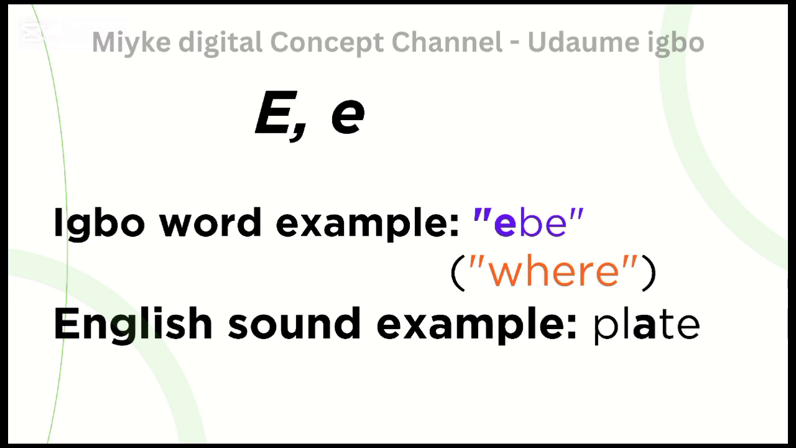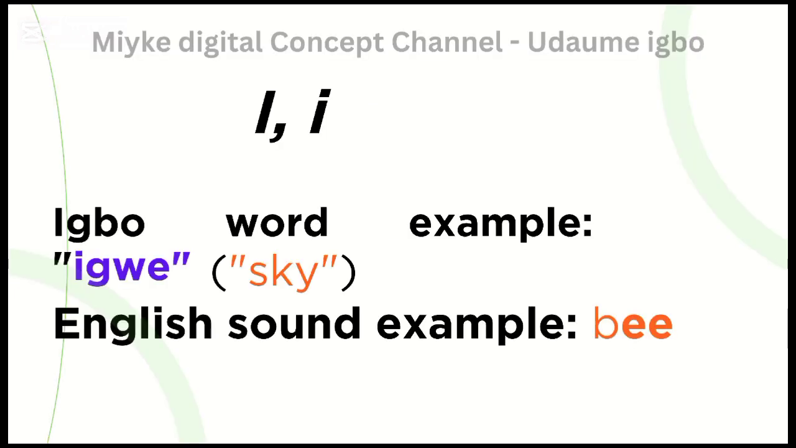The next one is A, that is, you can say in English I. A. The example in Igbo is Igwe, the sky. And what is the watchword there? It sounds like that long A sound, which can be denoted in English B.